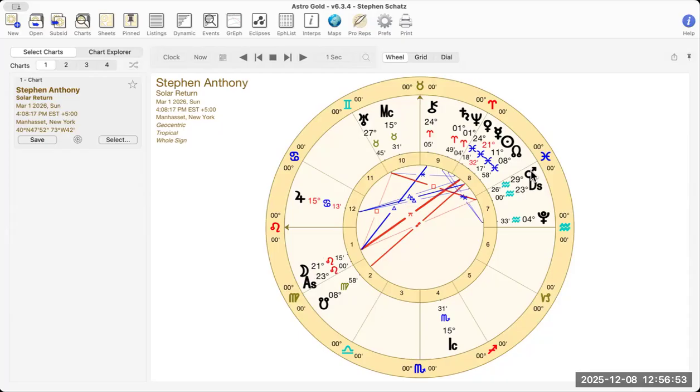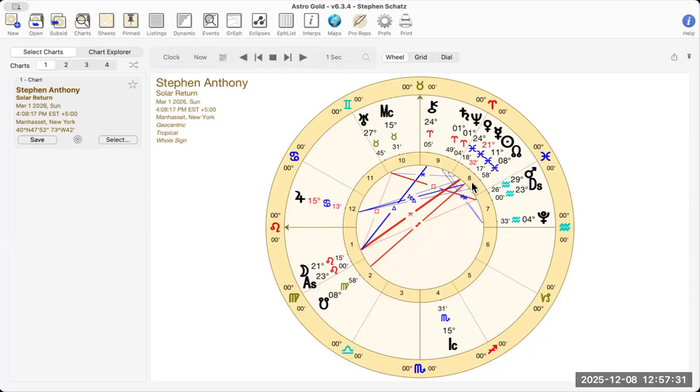And Mars is opposing my ascendant, since my identity in the solar return is ruled by the sun from Leo, and Mars is opposing me. Mars is opposing the moon and the ascendant. Oh, yeah.